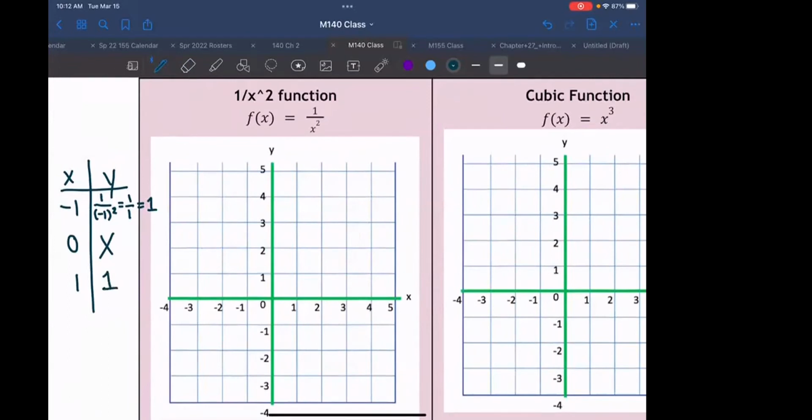Okay. So let's plot these points here. We got (1, 1) and (-1, 1). I have a 0 error, which kind of means we have an asymptote, right? Let's draw this asymptote here. And you might have to just memorize this, but just like the 1/x function, we have a horizontal asymptote at the x-axis. So we also have this asymptote.